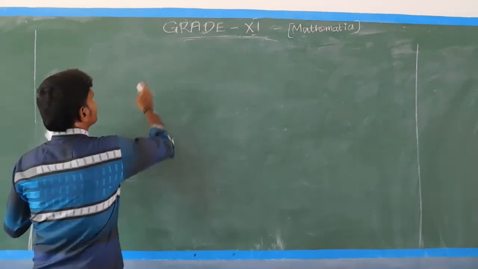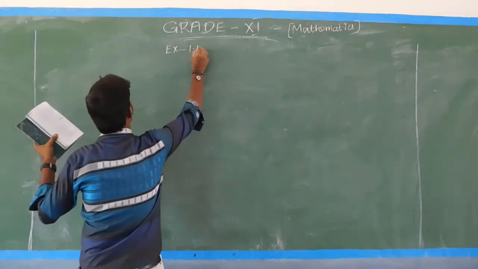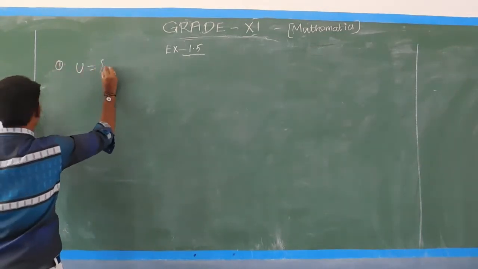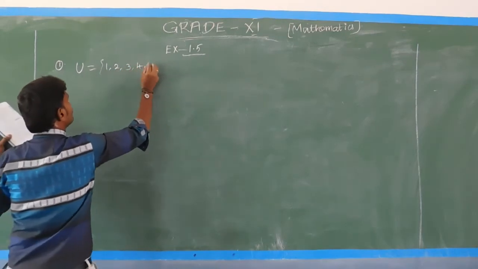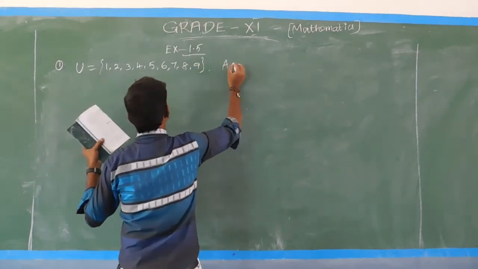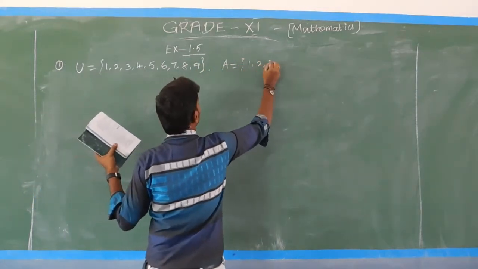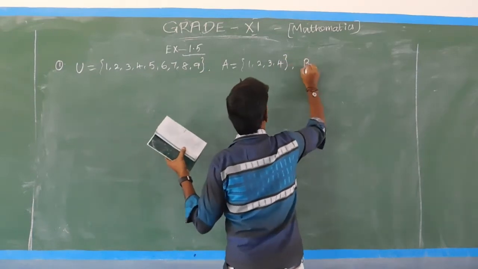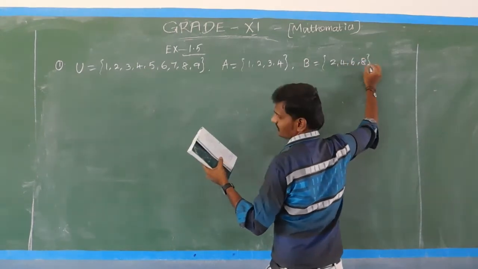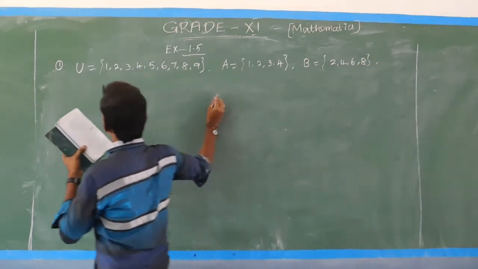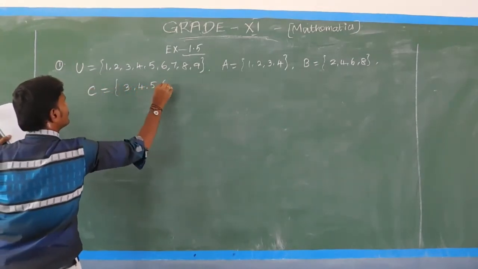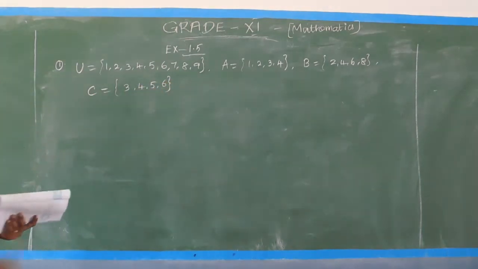Question number 1 in exercise 1.5. Given the universal set U equal to {1, 2, 3, 4, 5, 6, 7, 8, 9}, then the set A is equal to {1, 2, 3, 4}, the set B equal to {2, 4, 6, 8}, and C is equal to {3, 4, 5, 6}. Okay, so these are your given sets.